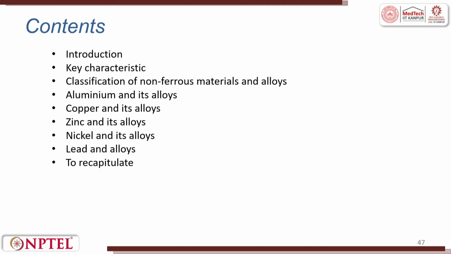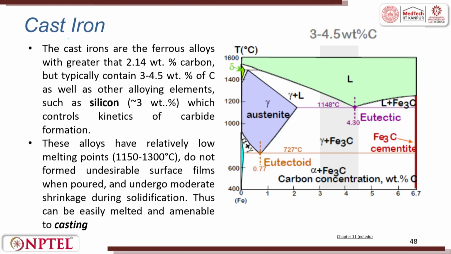When we move out of the iron carbide diagram, or when we move from ferrous material to non-ferrous material, cast iron is one element which is very predominant. It has been used in the past for several applications, like utensils, bases, and statues. So, cast iron has been there for quite some time.